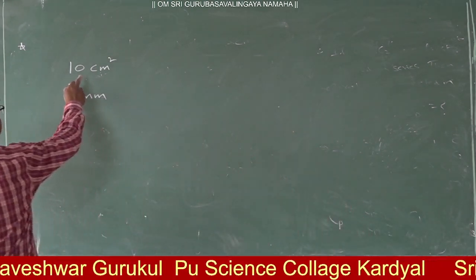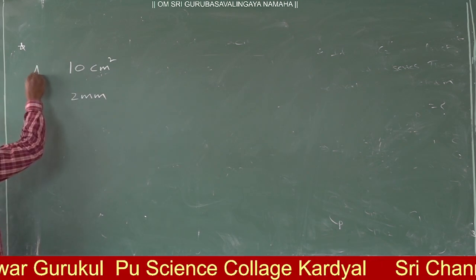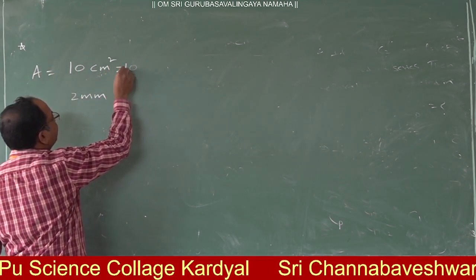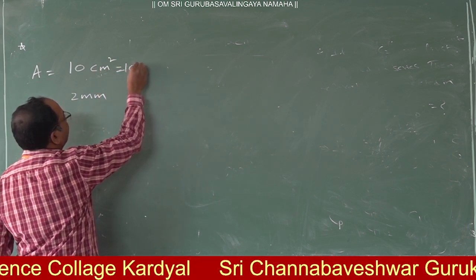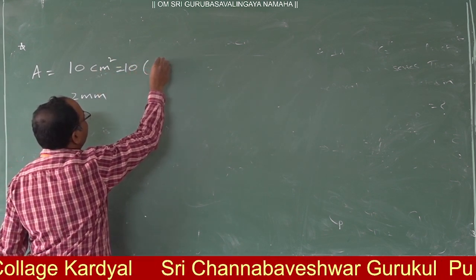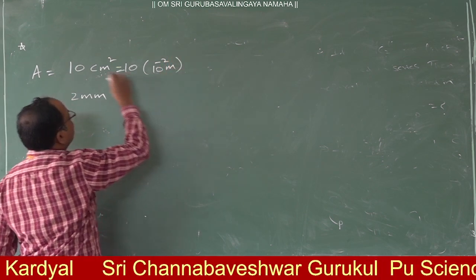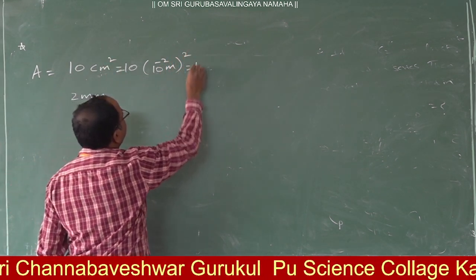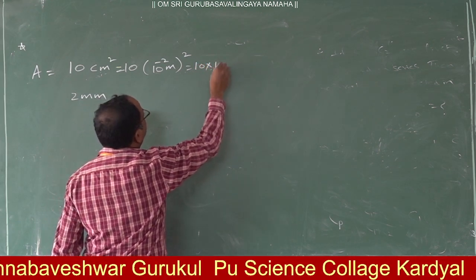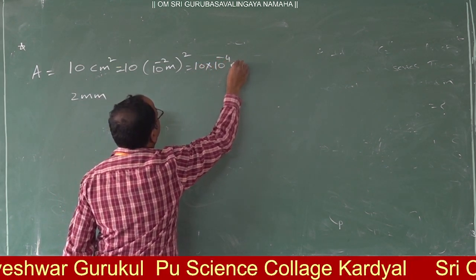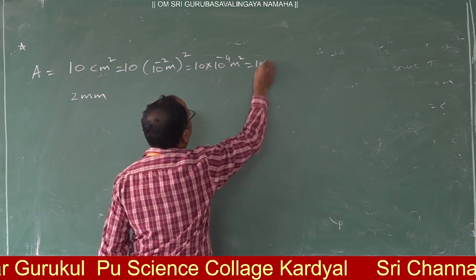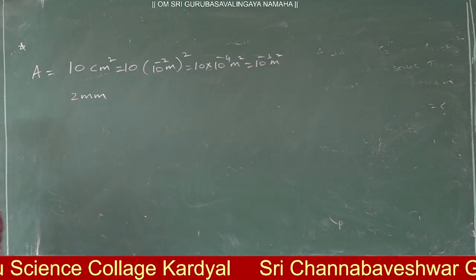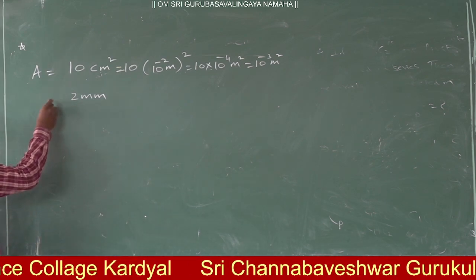What is this 10 centimeter square? How do you write 10 centimeter in meter? 10 power minus 2 meter. Centimeter square, so this also whole square. So that is equal to 10 into 10 power minus 4 meter square, which means 10 power minus 3. Clear?